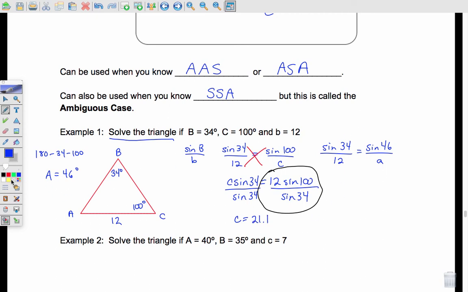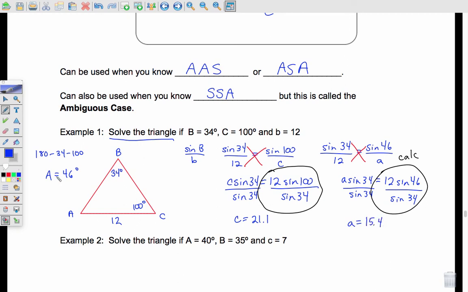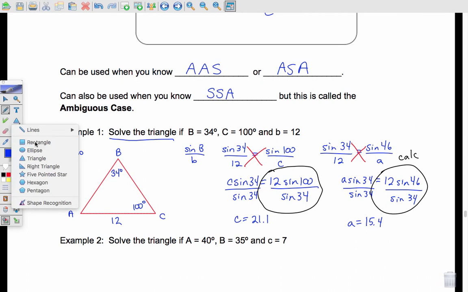And then we're going to do the exact same thing over here. So we have a proportion, two fractions equal to each other. We're going to cross multiply. So I get A sine 34 equals 12 sine 46. We're solving for A, so we're going to divide by sine 34. Once again, this goes in your calculator. So 12 times the sine of 46 divided by the sine of 34 gives me 15.4. So check those, make sure you get the same thing on your calculator.